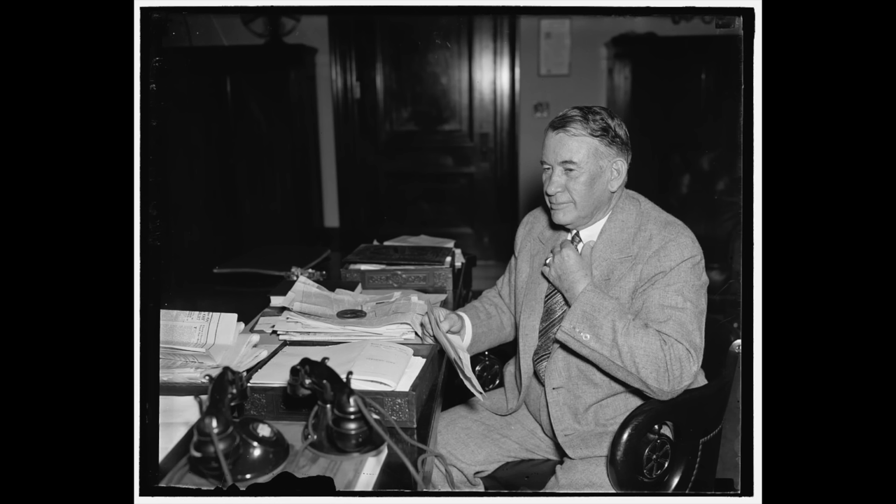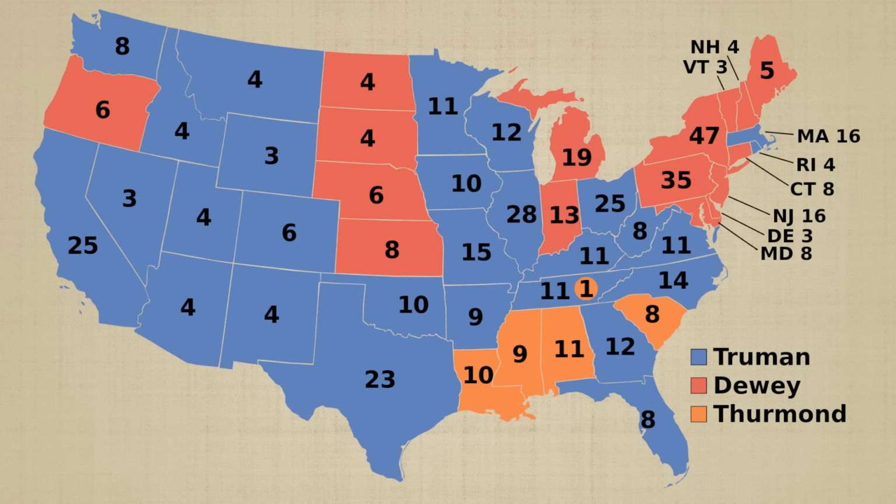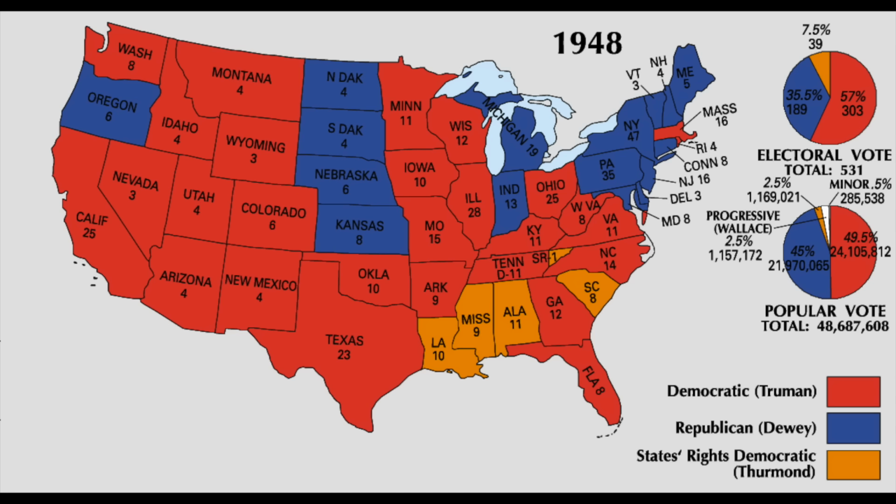Alvin Barkley became the 35th vice president in American history. The election of 1948 will forever be known as the underdog election, inspiring future candidates who were behind in the polls to think they always had a chance.